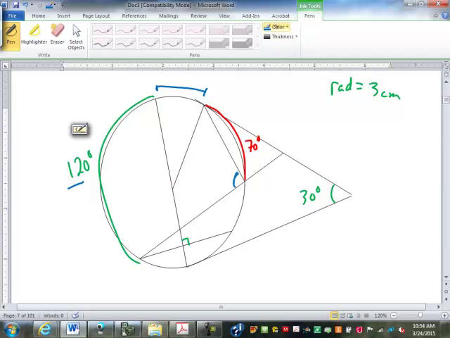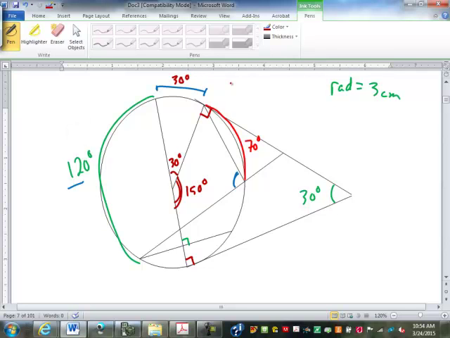Well, believe it or not, I know this angle right in here. Do you know how I know it? Because this is a right angle, because that's a tangent. This is a right angle, because that's a tangent. A 4-sided figure has 360 degrees total, so 90 and 90 is 180, plus 30 is 210. This has to be 150 degrees. If that's 150 degrees, this has to be 30 degrees, making this a 30-degree arc.